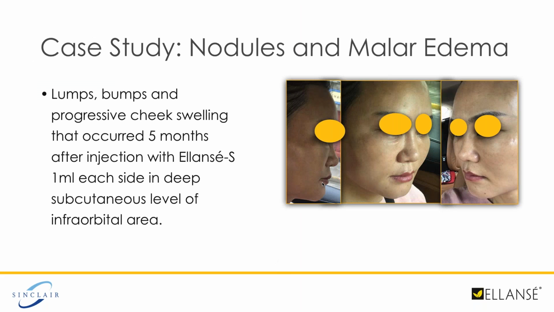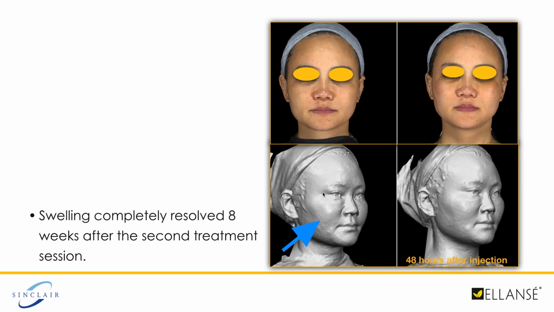This 48-year-old female experienced progressive cheek swelling and a few lumps and bumps close to the bilateral lymphatic junction 5 months after placement of Ellanse, 1 cc on each side in the deep subcutaneous plane of the infraorbital area. This patient was referred to me for management not long after swelling occurred.